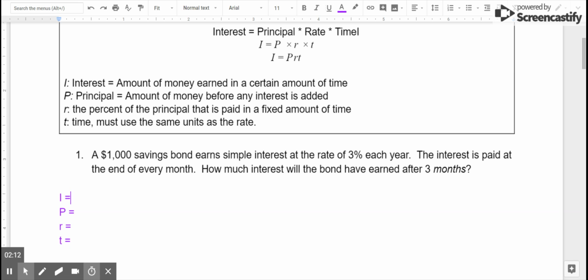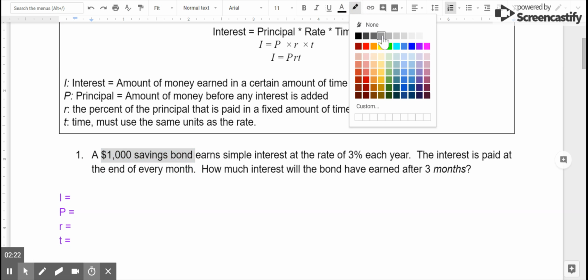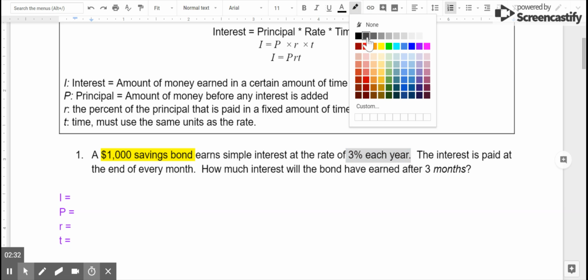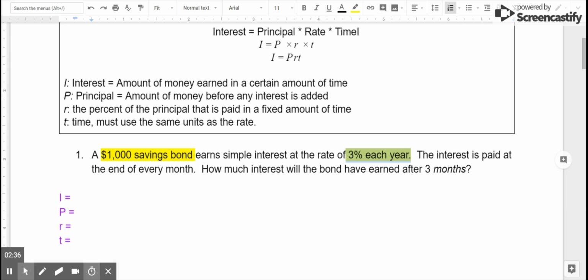Now that I've set this up, I should look for important information in my original problem. So it says a $1,000 savings bond. That's important. That's the amount of money I've started with. It earns simple interest at the rate of 3% each year. So 3% per year is going to be our rate or our percentage. But remember, we're using R for rate rather than P for percent. P stands for principal, the amount of money we start with.